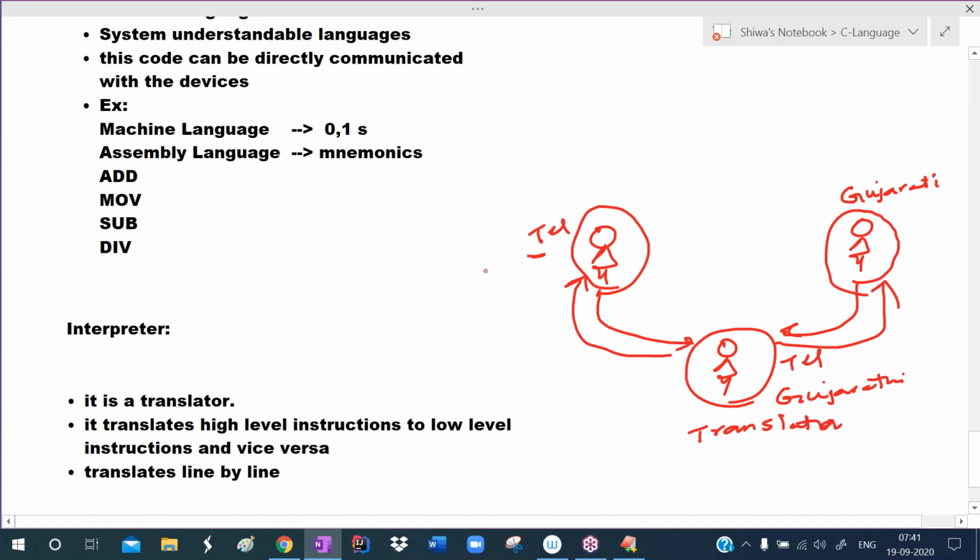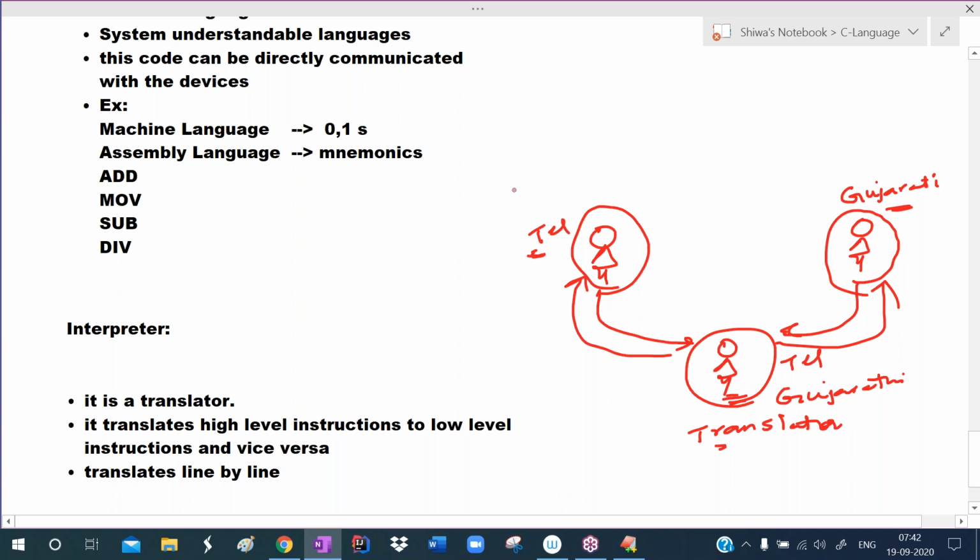translator. If this person is talking in Telugu, this person translates that into Gujarati. If this person is talking in Gujarati, this person translates that into Telugu. So this person is working like a translator. He knows two languages. That's why he works like a translator.